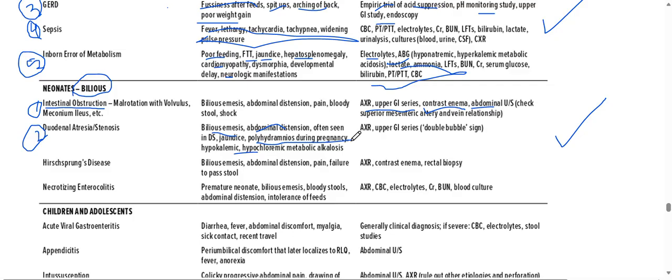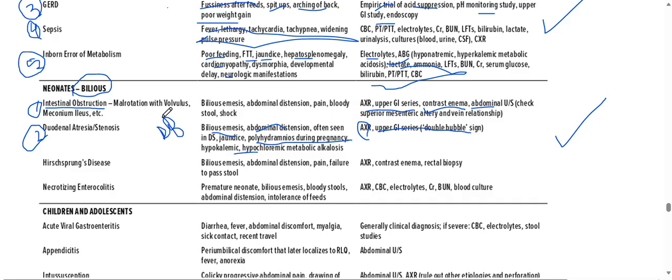Duodenal atresia. To diagnose this condition, we do abdominal X-ray and upper GI series, which show the double bubble sign. So remember, D for duodenal atresia, D for double bubble sign. Duodenal atresia is double bubble sign.